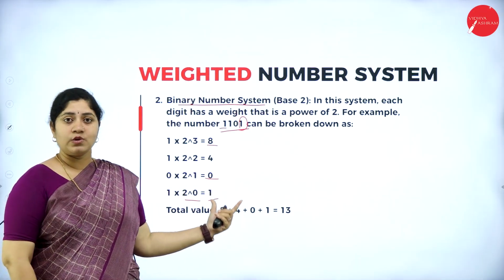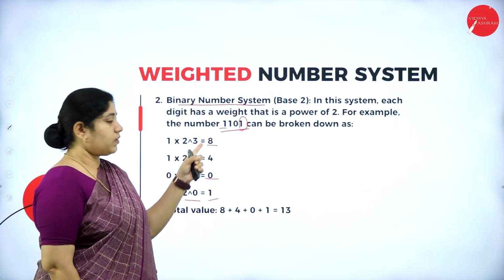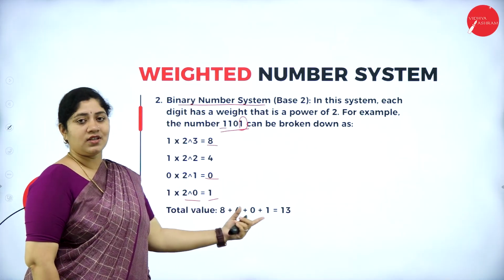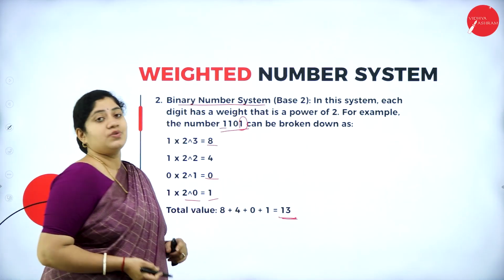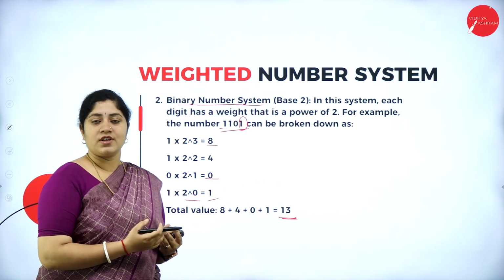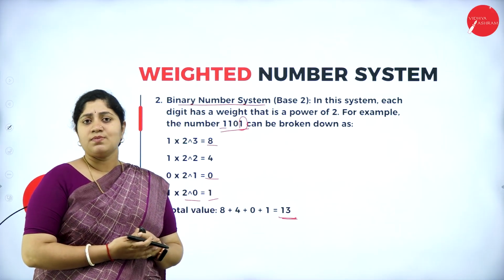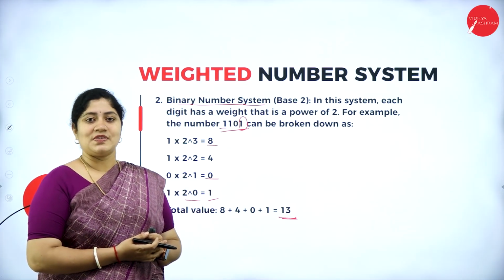And finally, what we have to do? We have to add these things. So 8 plus 4 is 12. 12 plus 1, 13. Yes. So this is how we'll be considering this binary number system as a part of weighted number systems.